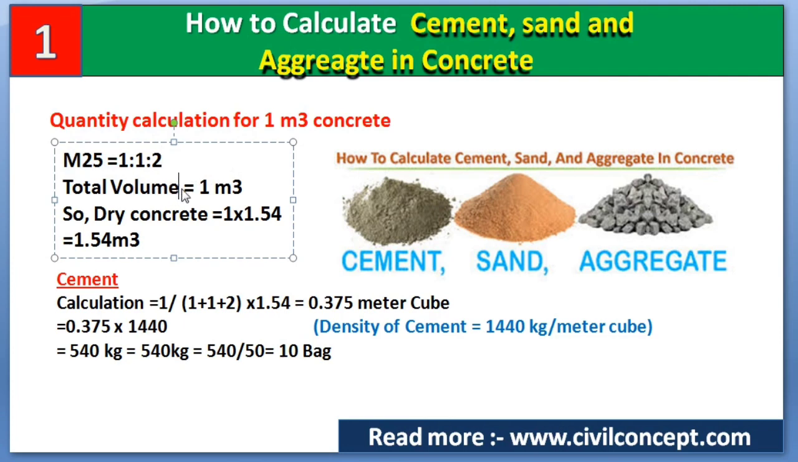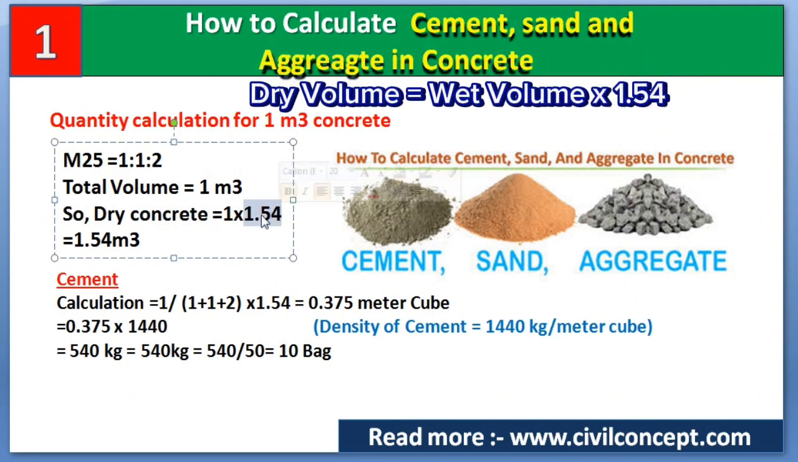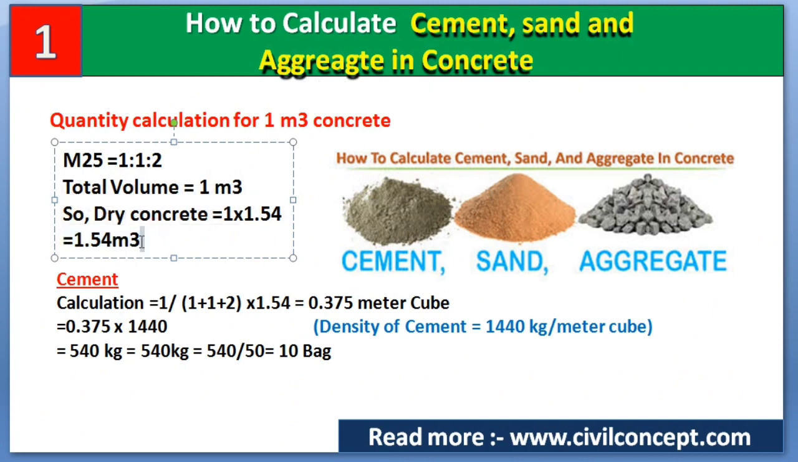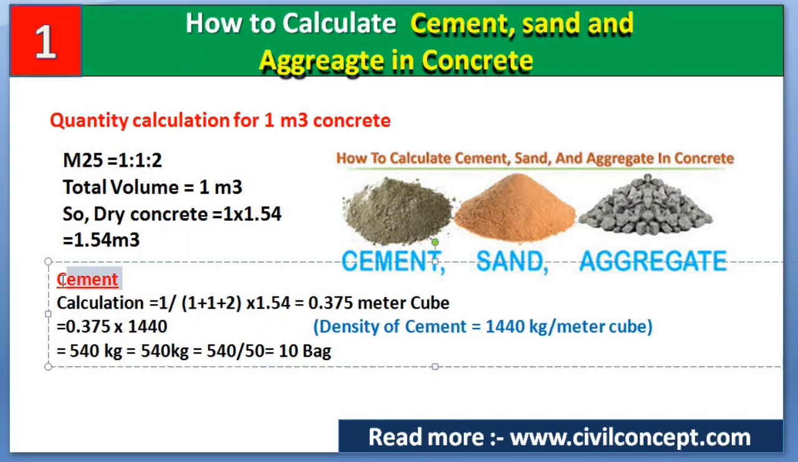Total volume I am taking here is 1 meter cube, and if you have 10 meter cube, then you can write 10 meter cube or 15 meter cube. The dry volume of concrete will be 1 into 1.54. When we convert wet volume into dry volume, we have to multiply it by 1.54, and you will get 1.54 meter cube. This is the actual volume of concrete for which we will calculate the cement, sand and aggregate. First of all, we will calculate the quantity of cement.